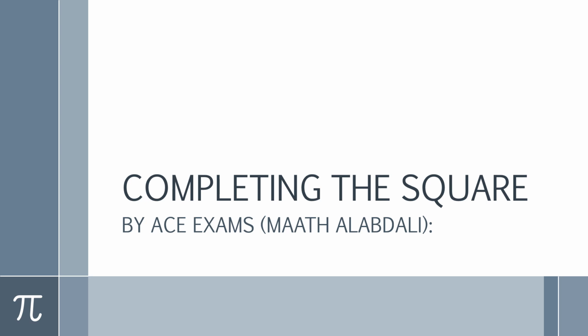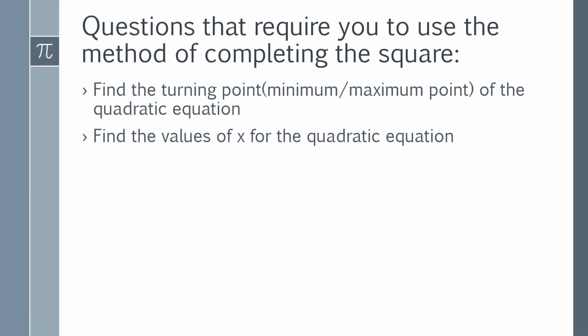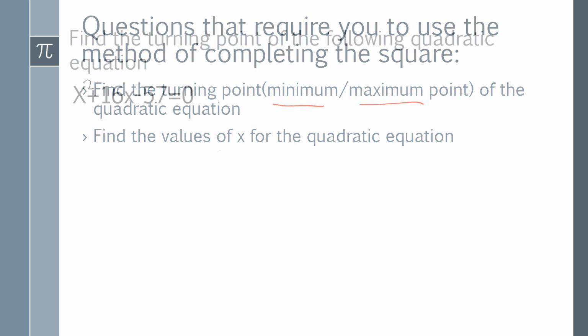Okay, so these are the type of question that they're going to ask you to use the completing the square method. So the first question could be that they ask you to find the turning point of the quadratic equation, or minimum point or maximum point, which is literally the same thing as turning point, or they could ask you to find the values of x for the quadratic equation. So I'll show you how.